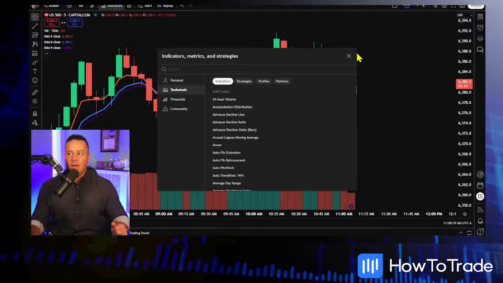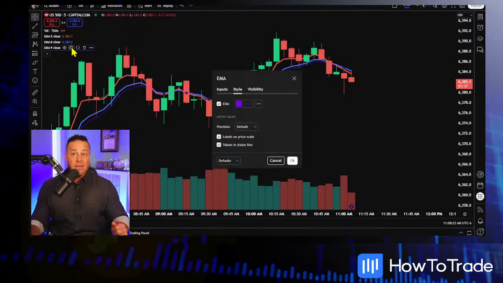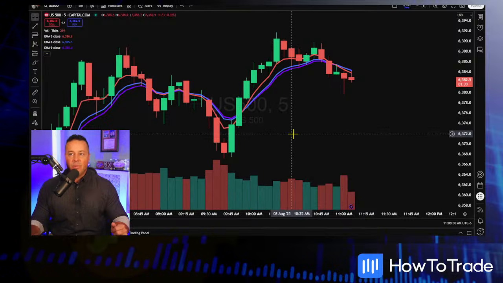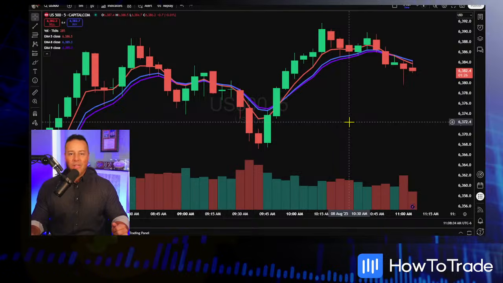Then we don't go to indicators here. We go right back down to our third indicator. We've already added it. Hit settings. Purple's fine with me. I'm not picky, but I do want the line a little bit thicker, and that's my 13-period EMA. We'll talk about that one in a minute. That's my favorite. That's my own personal bread and butter.